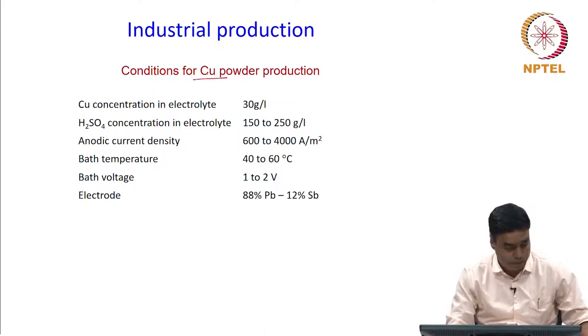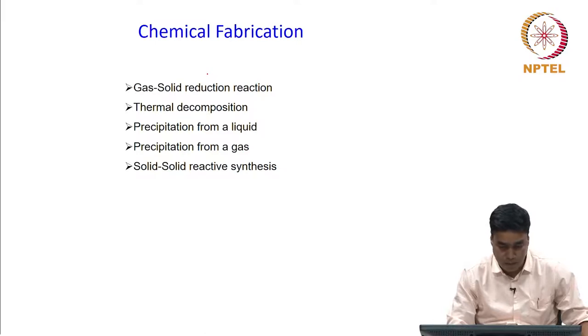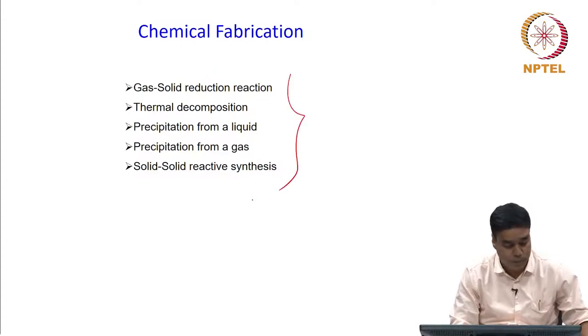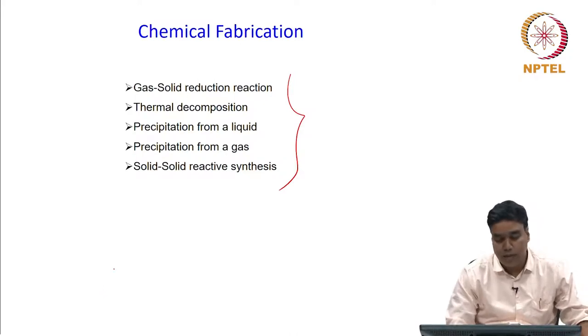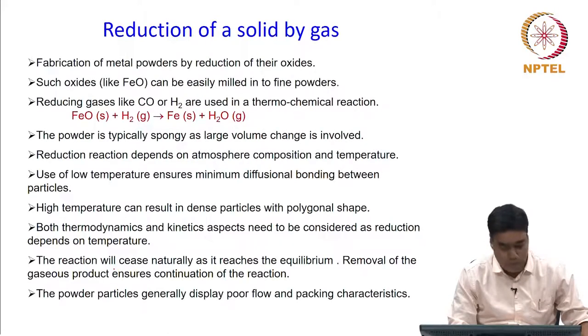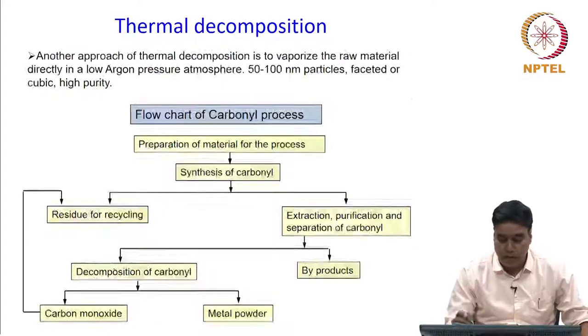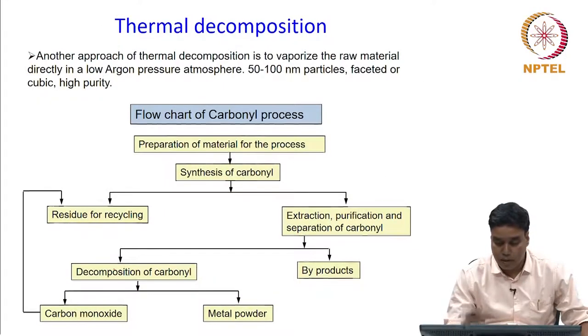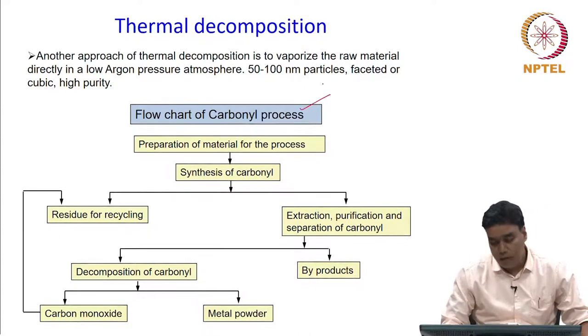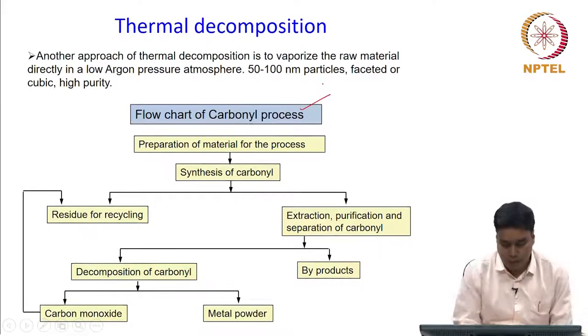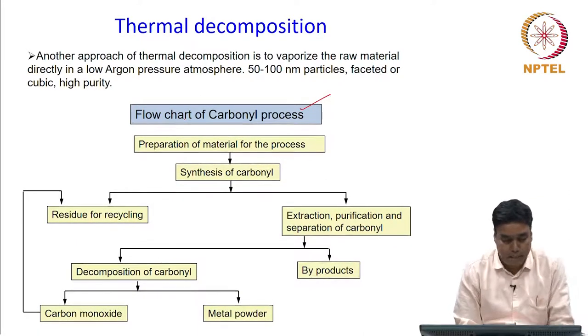And then we also discussed chemical fabrication, where there are different routes again in this category, starting from gas solid reduction reaction. Then we had thermal decomposition, where we used a process called carbonyl to generate metal powders by thermal decomposition of this volatile compound of a metal.